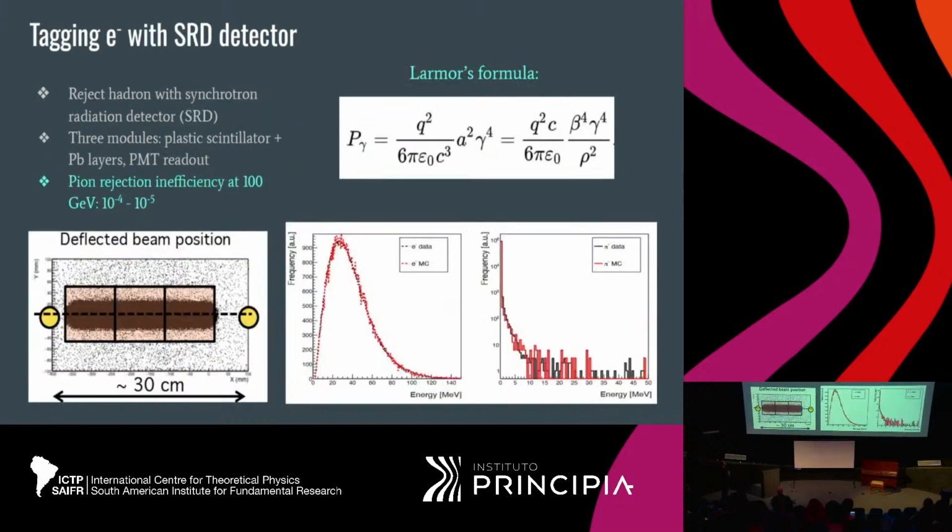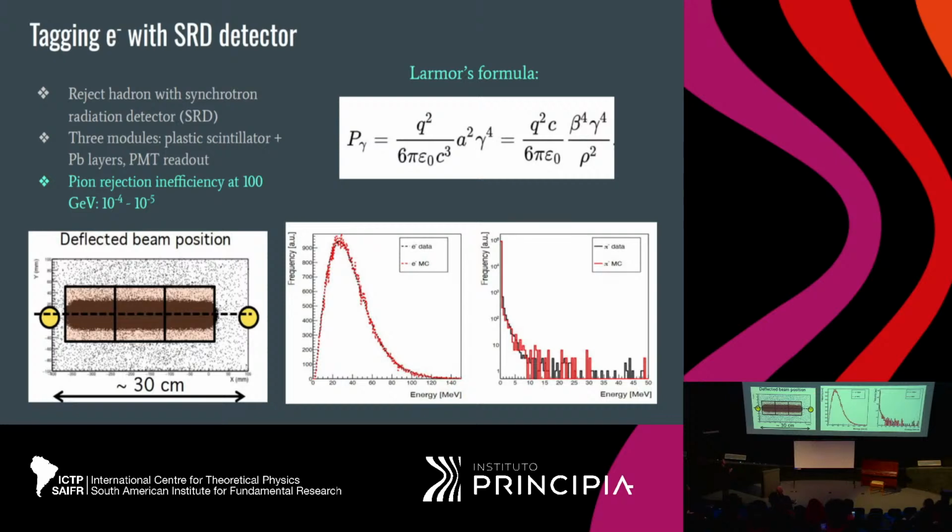So after the tracking part, you have the so-called SRD detector, that is the synchrotron radiation detector. As I said, we need to distinguish between hadrons and electrons, and at this energy, for example, it's impossible to use a Cherenkov detector because all the particles would emit Cherenkov radiation basically in the same way, so we have to rely on something else, and the easiest thing to do is to rely on synchrotron radiation.